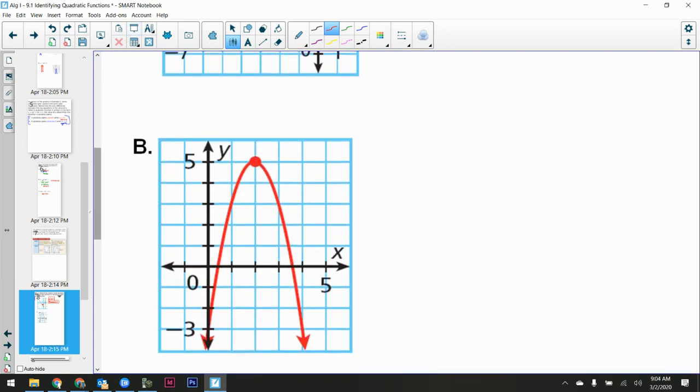What about here? Where is the vertex of this parabola? 2, 5, right? The vertex is at 2, 5. Now, is this going to be a minimum or a maximum value? It's going to be a maximum value. Max at 5. And you just take the y value straight off of the vertex. Make sense?